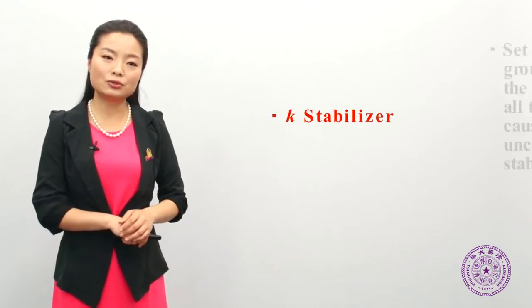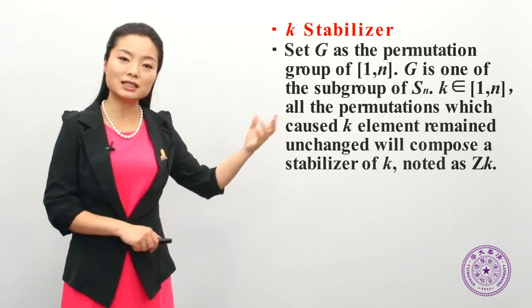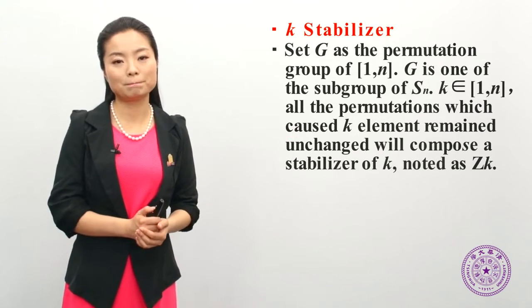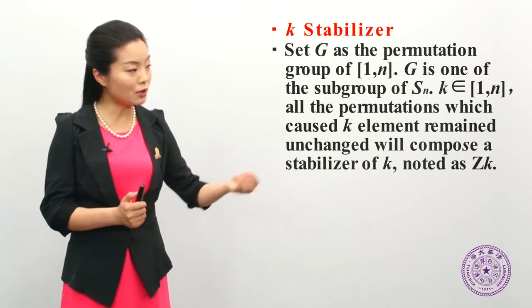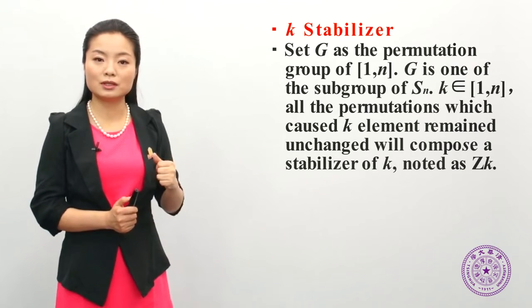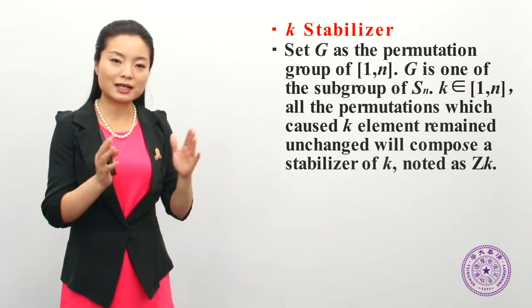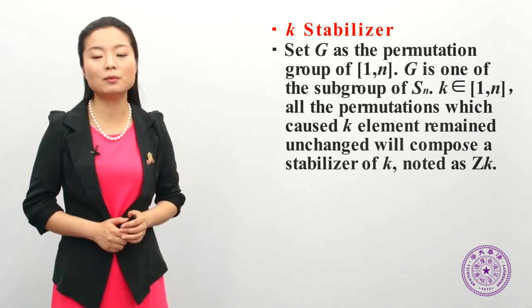Then it will contain a subgraph, which corresponds to all the permutations that have no effect on element K. We know it as the K-stabilizer class. Use ZK to represent it. Take a simple example.